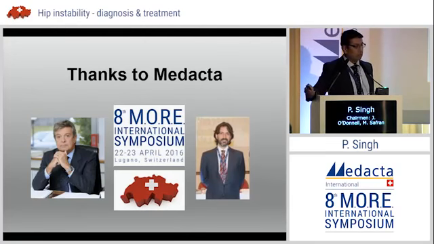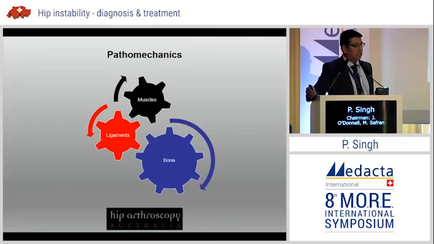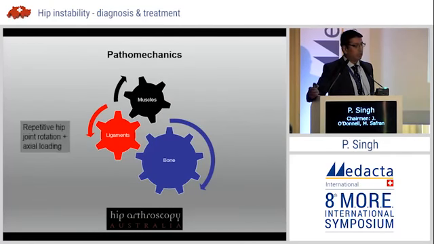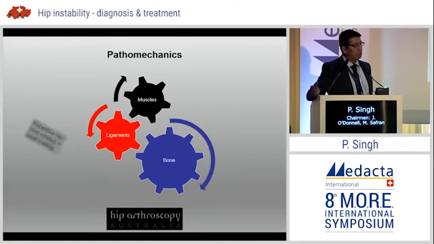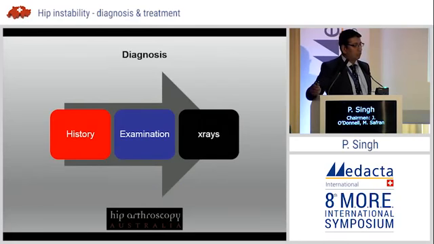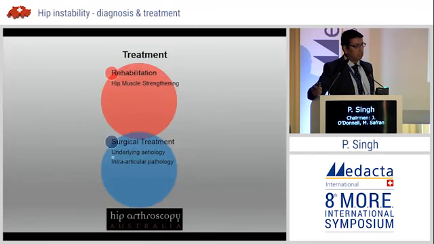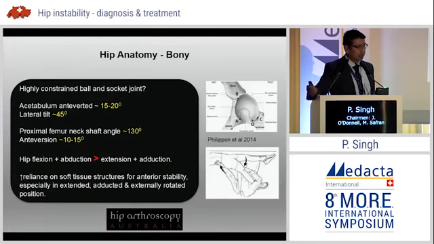So I'll start with thinking about the pathomechanics. With repetitive loading and rotation, we know this can affect the muscles, the ligaments, and the bones, and there is an interrelationship between these elements when talking about hip instability. So I'll follow the history, examination and radiological evaluation model during this presentation and briefly touch on conservative management and operative tools, particularly in the arthroscopic field.